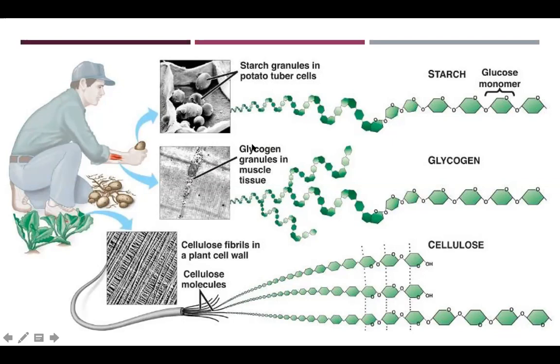And glycogen, which we find in liver and muscle tissues, it's still that glucose monomer, but you'll notice that it's chained a little differently. It almost looks more like a tree. It doesn't look like that straight chain.